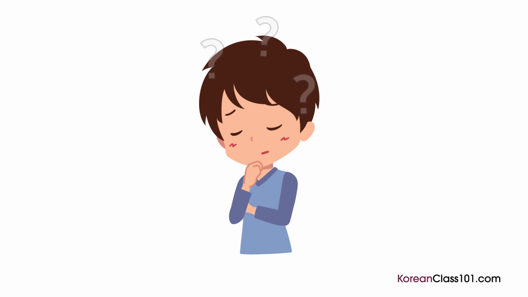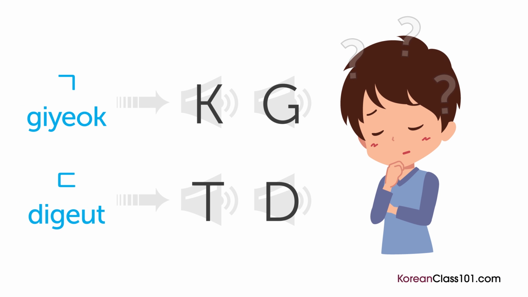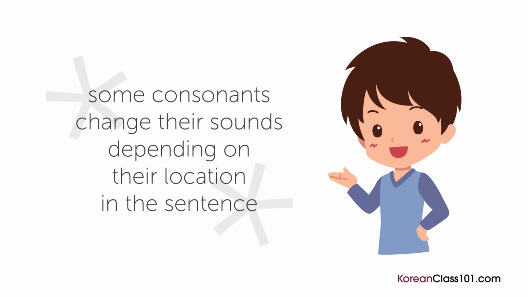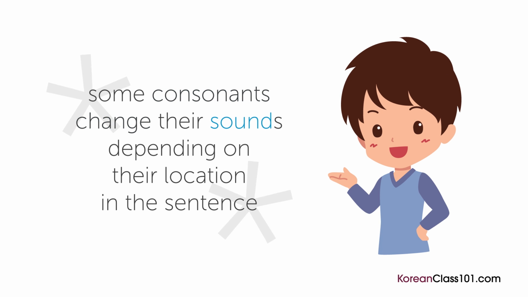Many Korean learners wonder why some Korean consonants don't sound like their English equivalents. Have you ever wondered why 기억 sometimes sounds like k and not g, or why 디귿 sometimes sounds like t instead of 드? It's because some consonants change their sounds depending on their location in the sentence.